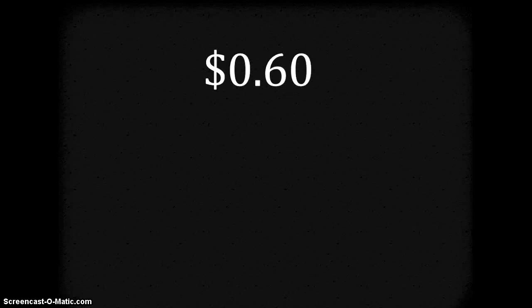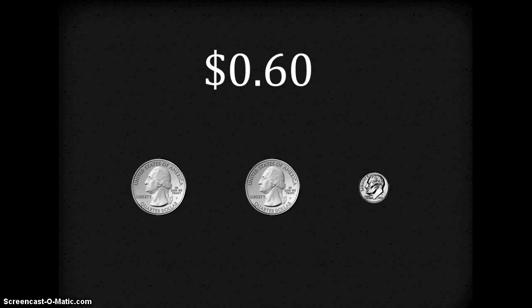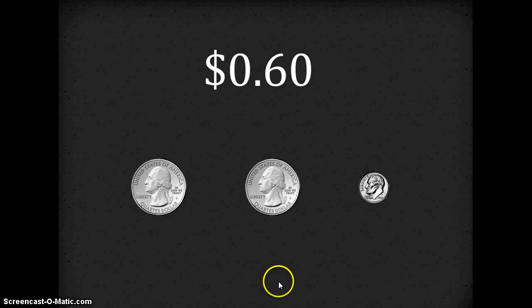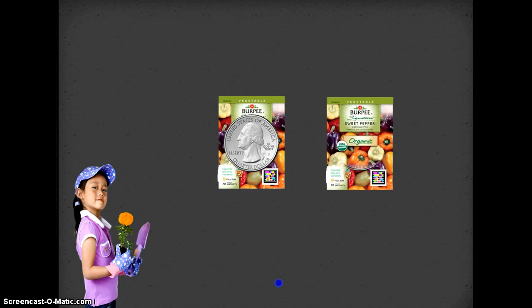Once again, we're dealing with money, so let's use it to help us visualize. We know that Susie has 60 cents, which can be shown by using 2 quarters and a dime. We know this because 0.25 plus 0.25 equals 50 cents, plus 0.10 equals 60 cents. So how many seed packets can Susie buy? Remember, each packet of seeds costs 25 cents, which is the same value as a quarter. So Susie can buy 2 packets. But oops, we still have a dime left. So how much of a packet can it buy?